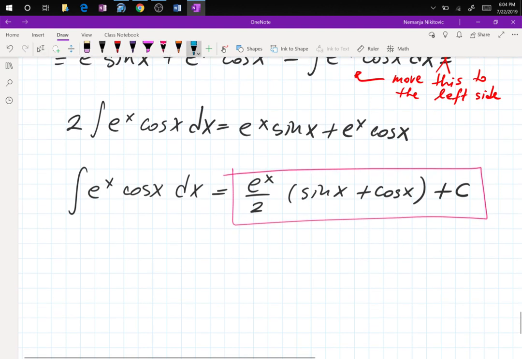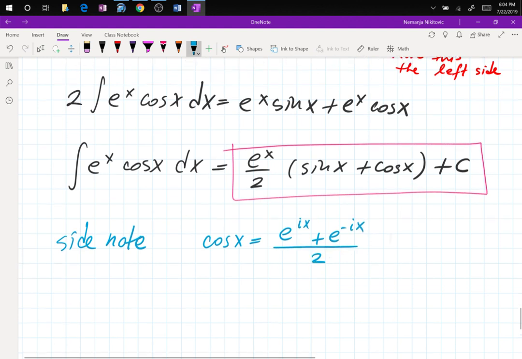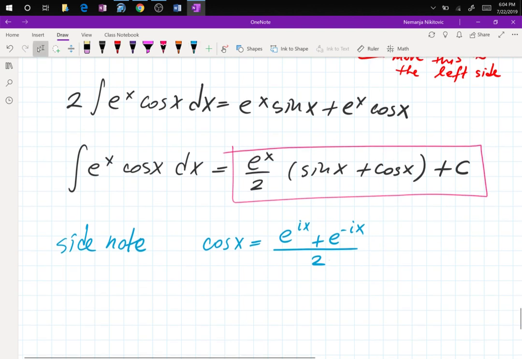Okay, so side note, I did tell you that cosine x is e to the ix plus e to the negative ix over 2. Sine had the 2i. So if you have this, your integral now is just e to the x times e to the ix plus e to the negative ix over 2 dx. You kick 1/2 outside, and you have your integral.